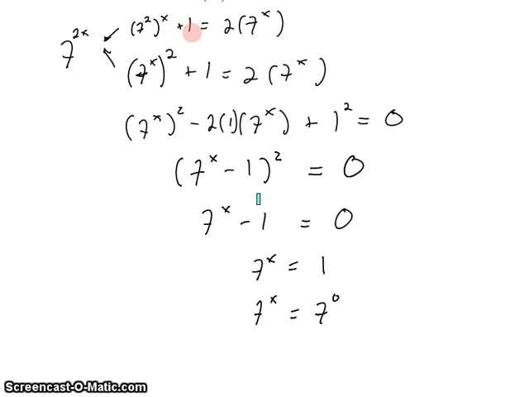And now I can cancel the bases. And x, then, is 0. If 7 to the power of x is equal to 7 to the power of 0, then x must be 0.